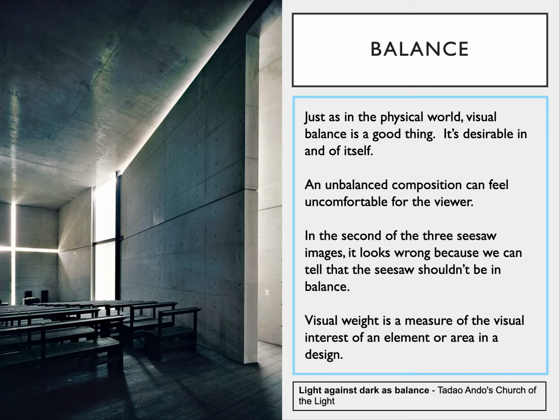In the second of the three seesaw images, it looks wrong. And so it makes people uncomfortable to look at it because that's not how you ride a seesaw. The visual weight is a measure of the visual interest of an element or area in a design. And so in Ando's Church of the Light, contrasting with the dark creates a beautiful sense of balance in the space.